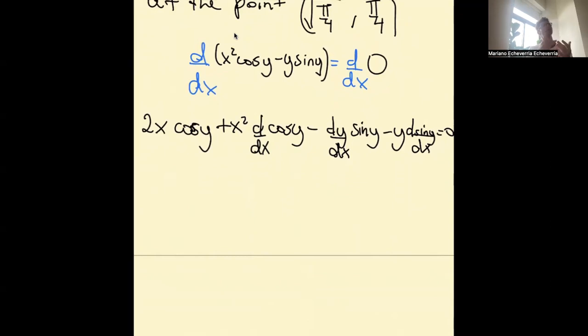Now comes the more tricky part of implicit differentiation. So it was 2x cosine of y plus x squared. What's the derivative with respect to x of cosine of y? Anyone remember? What was this?